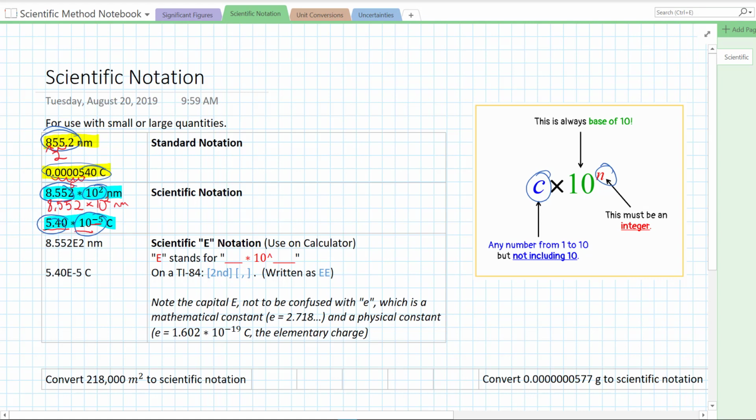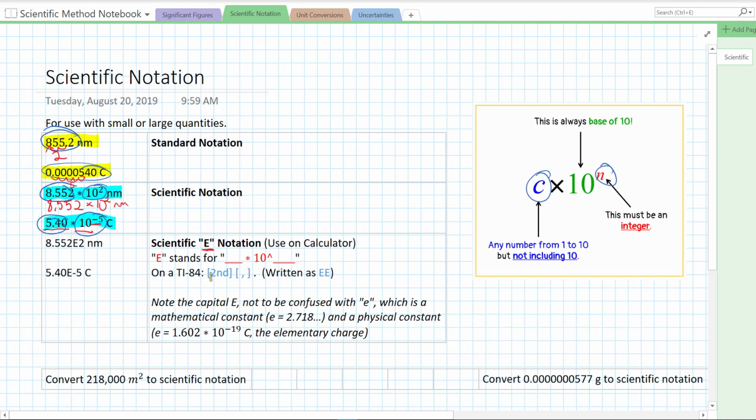Now, when you're solving problems on a calculator, you're going to be using scientific notation a lot. There's a shorthand for scientific notation that's often used on a calculator. It's called E notation, or it's really just scientific notation using E. And E stands for blank times 10 to the blank. So if I wanted to write 8.552 times 10 to the 2 in my calculator, I could do 8.552, this little capital E, 2, and that would give me the same exact value. And your calculator is often going to spit out things in that format as well.